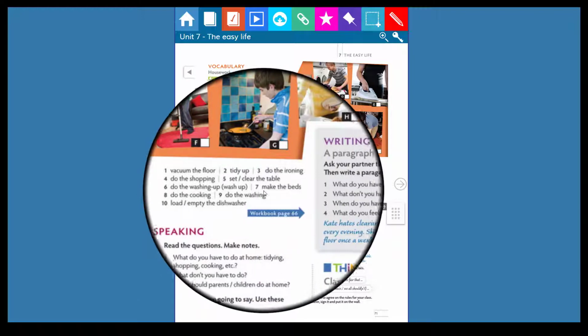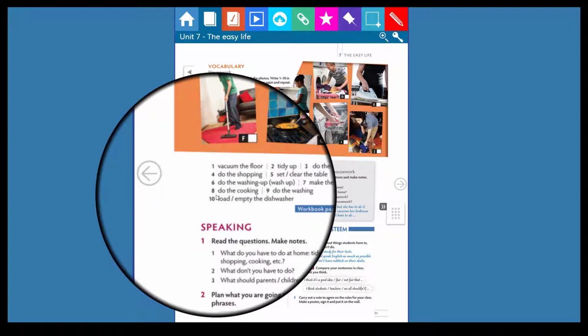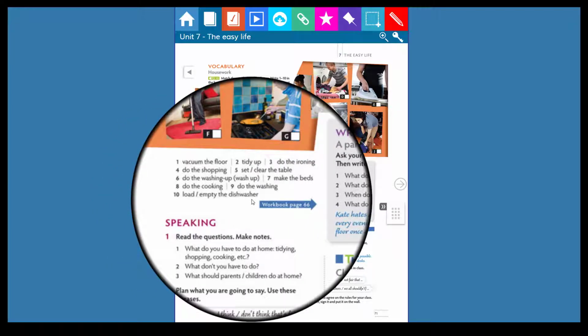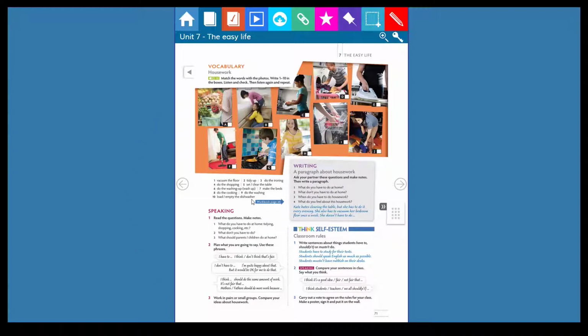Number 7, make the beds. Number 8, do the cooking. Number 9, do the washing. And number 10, load or empty the dishwasher. Okay? So please stop the video now and do the activity.